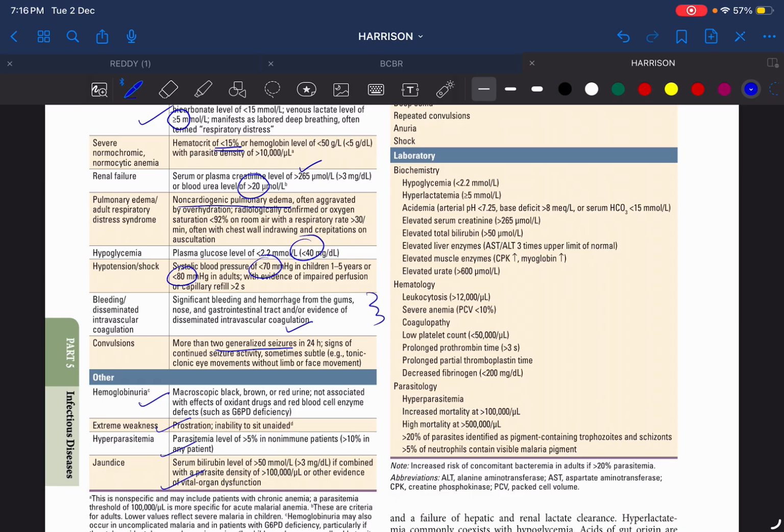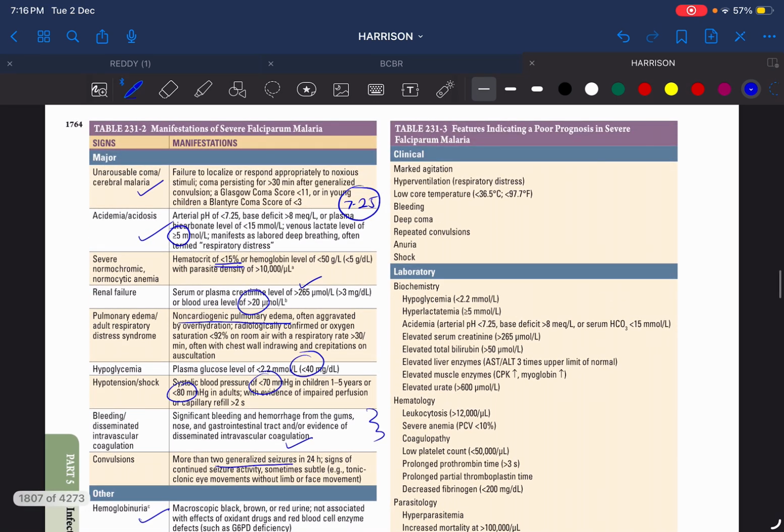Jaundice is very rarely seen, unless and until the liver is affected. So these are the various manifestations of severe falciparum malaria. Remember, GCS less than 11, arterial pH 7.25, hematocrit less than 15%, creatinine more than 3, blood urea more than 20, non-cardiogenic pulmonary edema, plasma glucose less than 40, systolic BP less than 80 with capillary refill time more than 2 seconds, disseminated intravascular coagulation, and more than 2 episodes of GTCS in 24 hours. And what are the features that indicate poor prognosis in severe falciparum malaria?